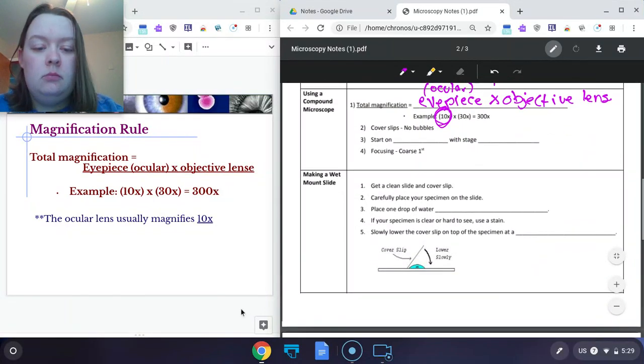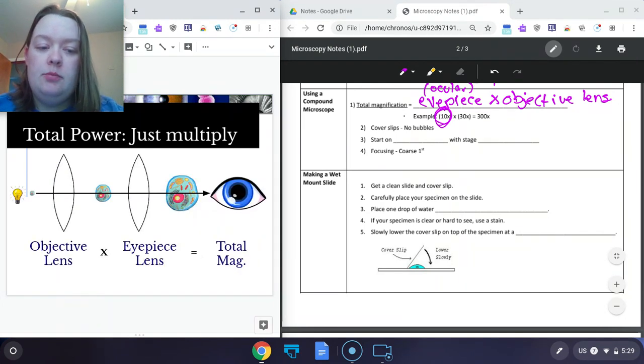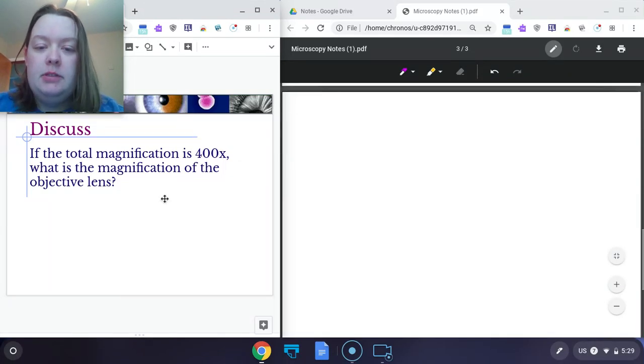So here's your eyepiece you look through, and the lenses are your objective lenses. Again, eyepiece is always 10 unless you're told otherwise. However, it's going to have it written on the eyepiece. It'll say 10x. And then the objectives, if you look on the objective here, this one is a 40x. This one is a 4. And I don't know if you can see it way back there, but that's a 10. So it's always written on the microscope itself. So I'm going to scroll down and we'll do this problem down here.